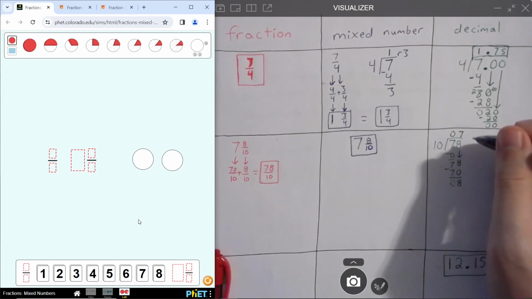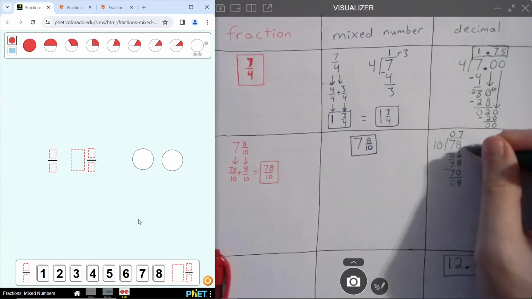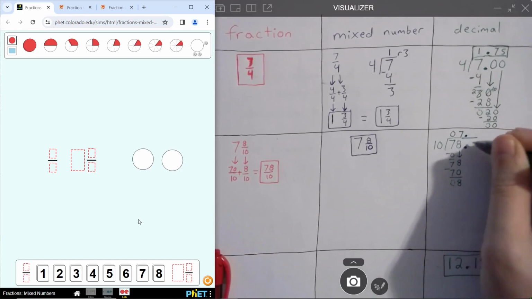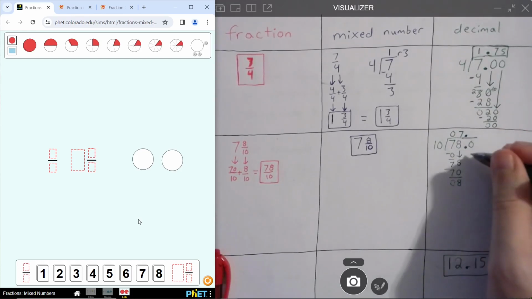And then I go over here and I line up my decimals. I put a placeholding 0 there and I bring it down.